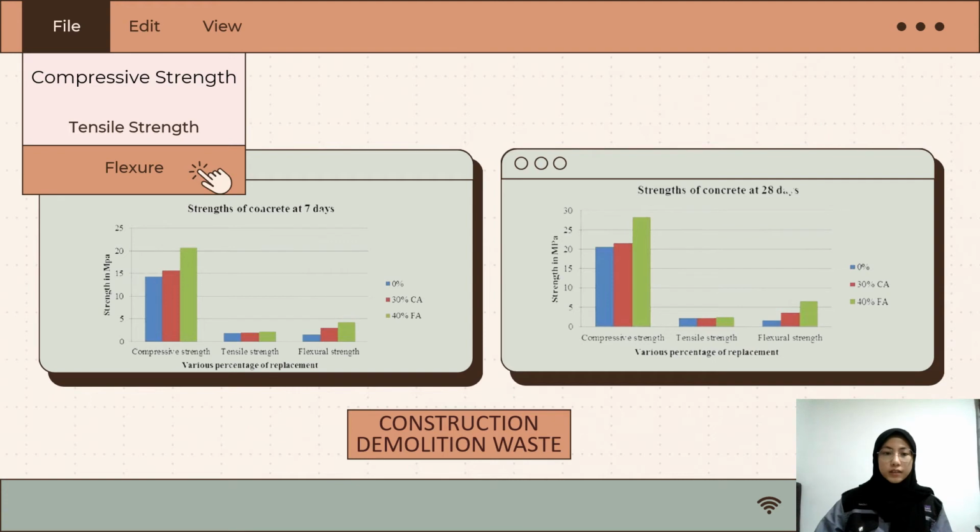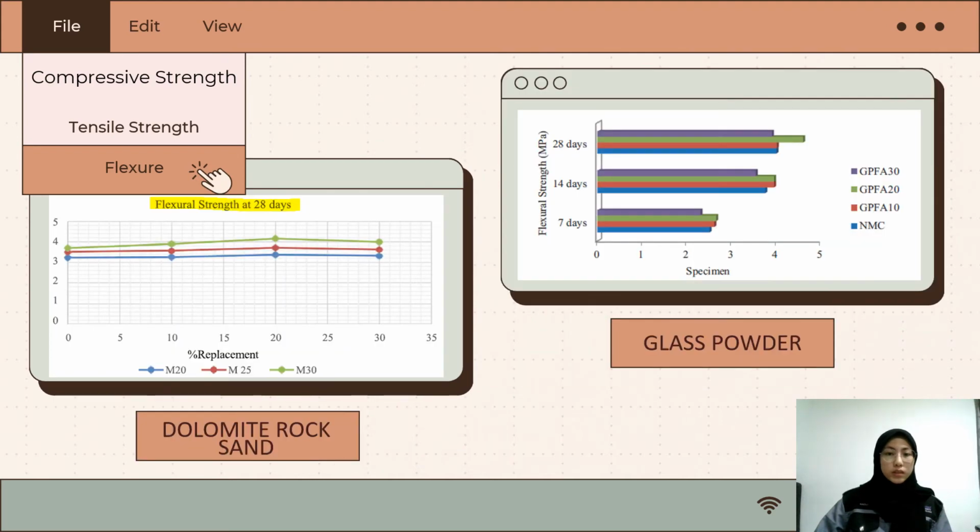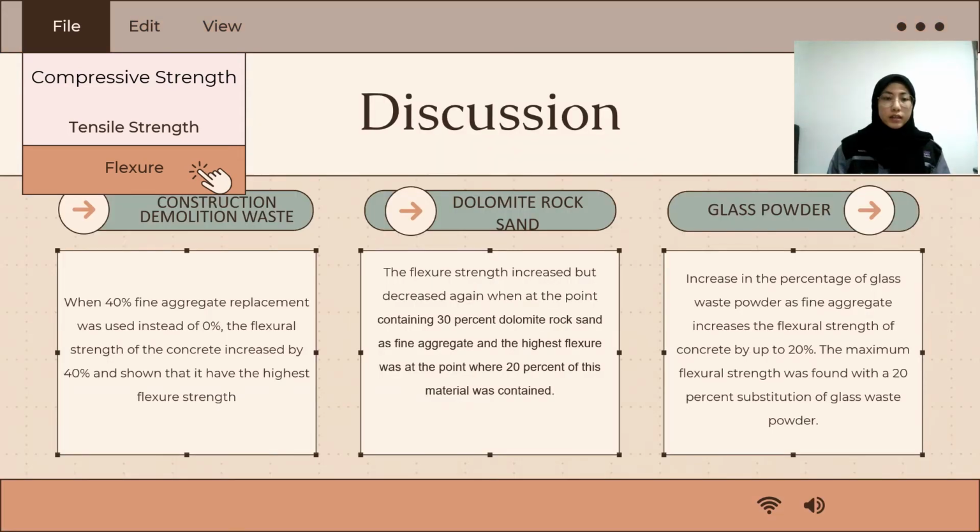These are the data of flexural strength of construction demolition waste, and this is for dolomite rock sand and glass powder. And this is a discussion based on flexural strength for construction demolition waste. When 40% fine aggregate replacement was used instead of 0%, the flexural strength of the concrete increased by 40% and shows that it has the highest flexural strength.